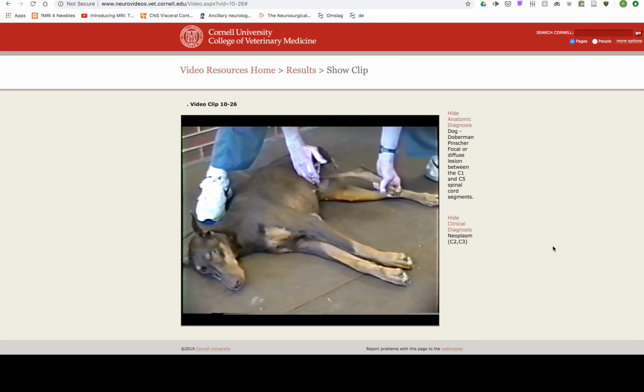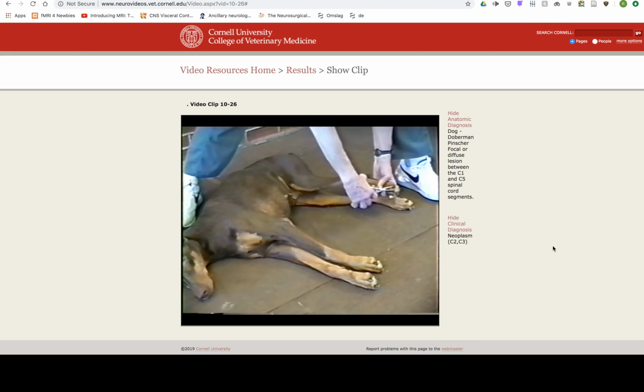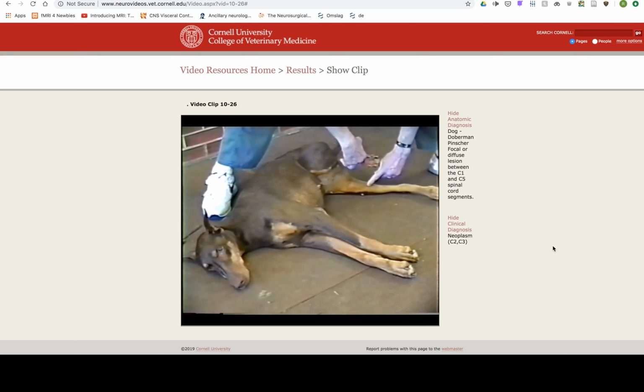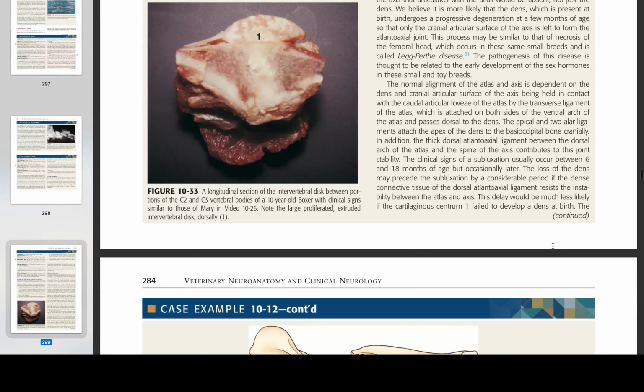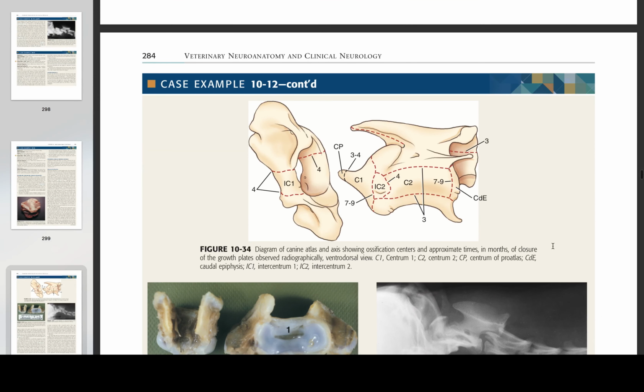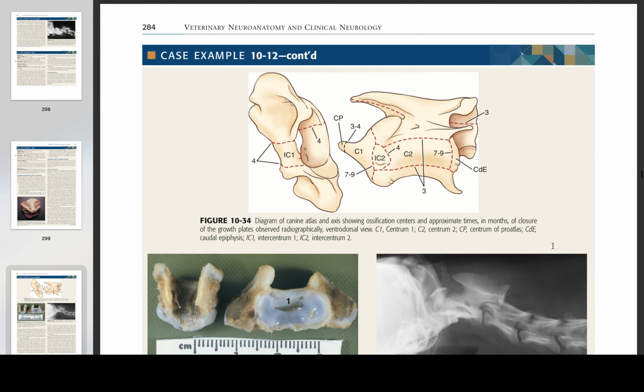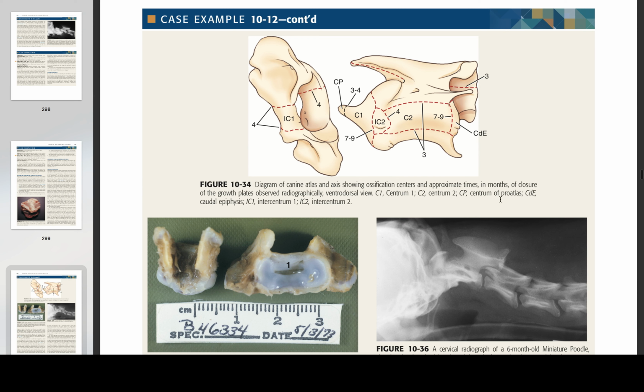Most authors refer to this as an aplasia or hypoplasia without any scientific proof. The dens is derived from the ossification center of the axis referred to as centrum 1. Figure 10-34. Intercentrum 1 is the ossification center for the ventral arch, body, of the atlas. Ossification of centrum 1 forms the cranial articular surface of the axis body and the dens. Most dogs also have a very small ossification center, called the centrum of the proatlas, that forms the small apex of the dens. This fuses with the ossification center of centrum 1 at 3 to 4 months.